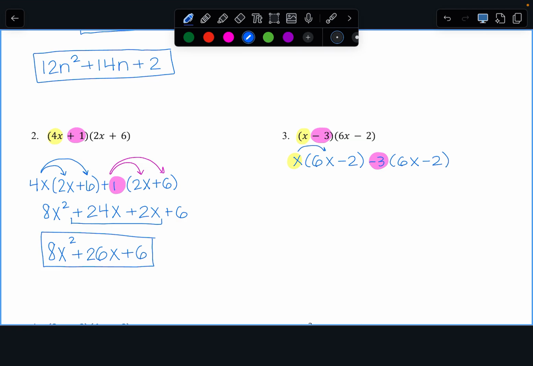X times 6x is 6x to the second. X times negative 2 is a negative 2x. Negative 3 times 6x is a negative 18x. And negative 3 times negative 2 makes a positive 6.